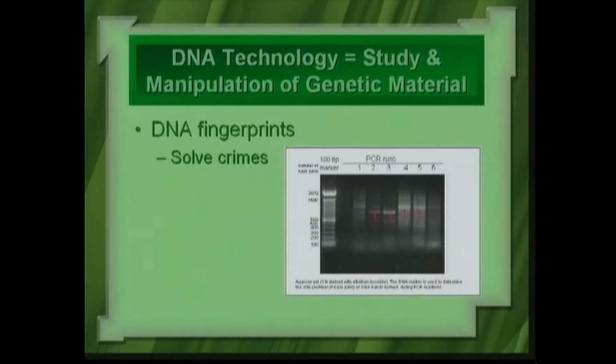Another use of DNA technologies is that we can do DNA fingerprinting, and of course this is something that we know from the O.J. Simpson trial. DNA fingerprinting can actually be used to solve crimes. One of the reasons for this is that they call it DNA fingerprints because supposedly the sequences of bases making up the DNA are unique to every individual.